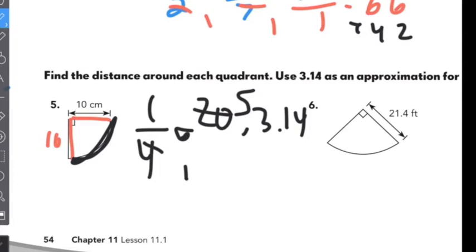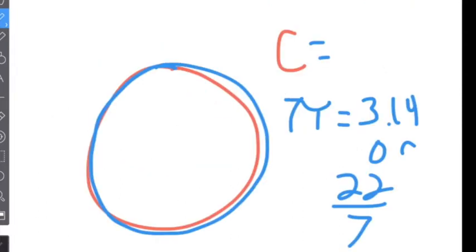And then what you're going to do is after you do 5 times 3.14, don't forget you must add the 10 here and the 10 here. And that'll give you the answer. Okay, let's just skip ahead.